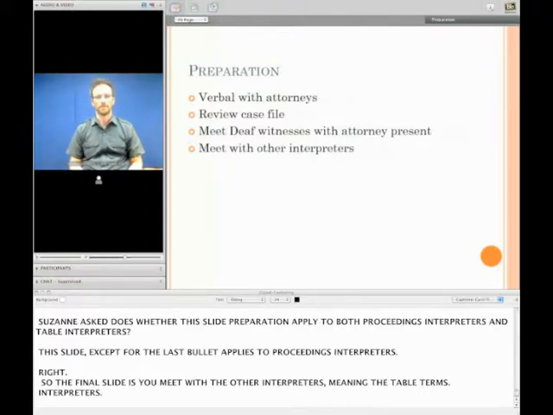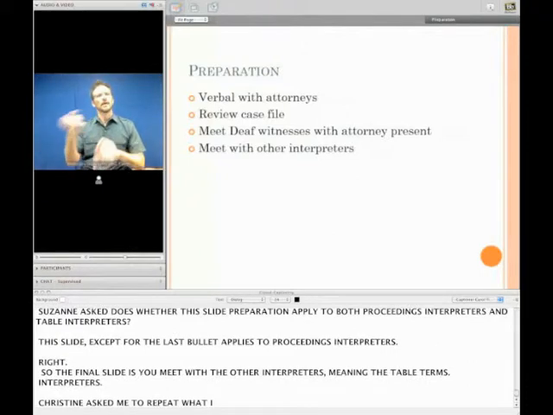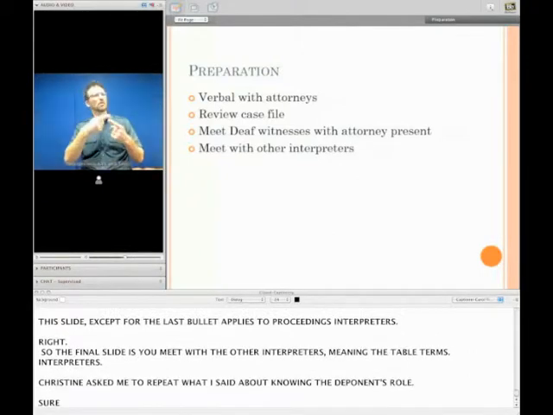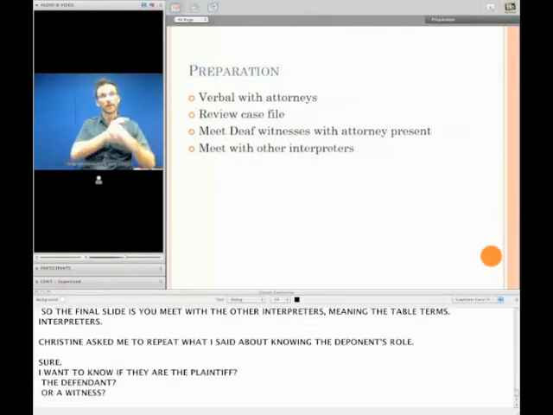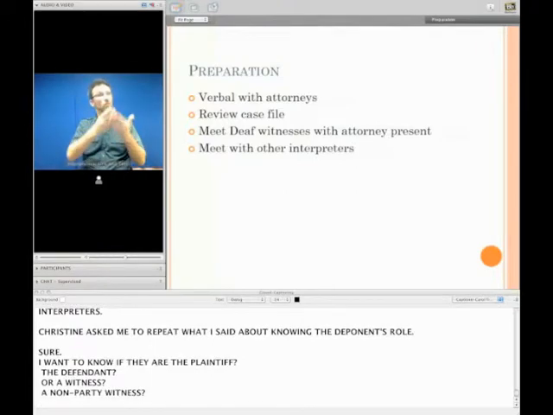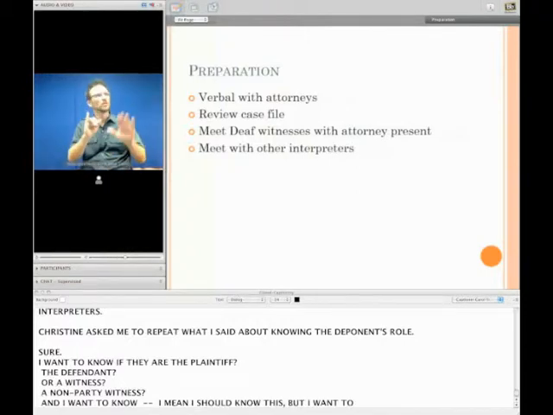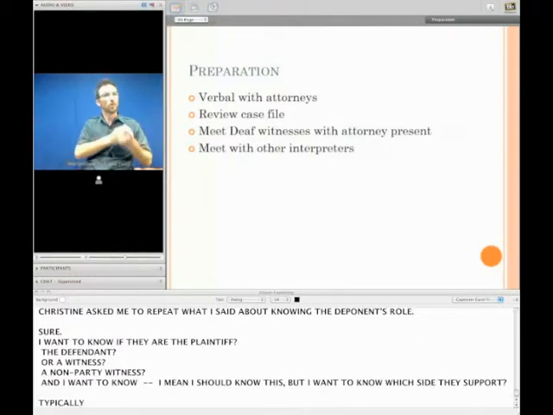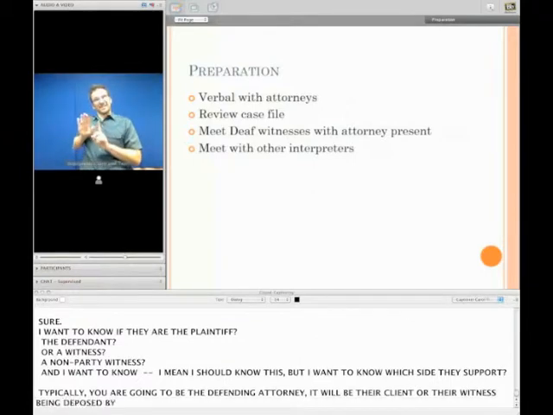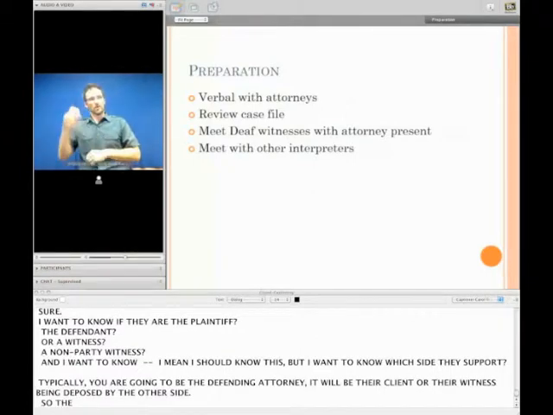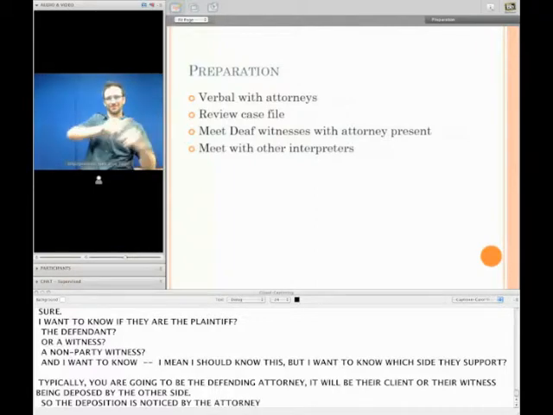Christine's asked me to repeat what I said about knowing the deponent's role. Sure. I want to know if they're the plaintiff, the defendant, or a non-party witness. And I want to know which side they support. Typically, they're going to be the defending attorney. It will be their client or their witness being deposed by the other side. So the deposition is noticed by the attorney who is against the witness, for lack of a better way to say it.